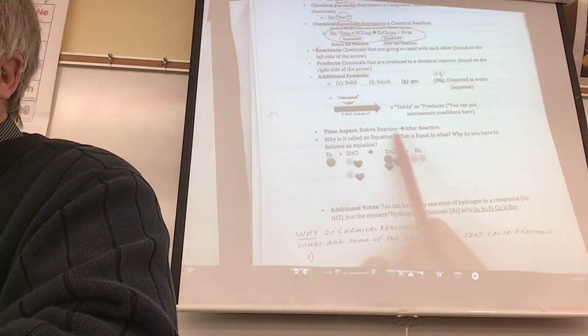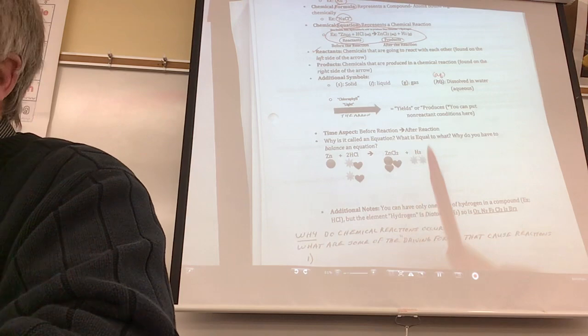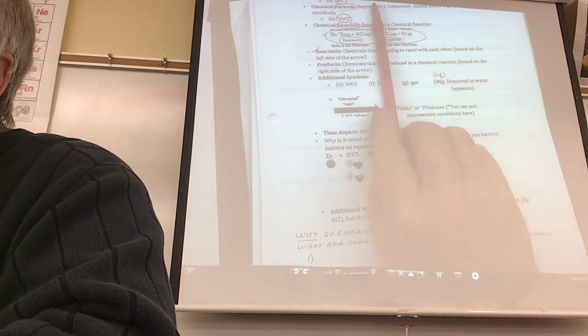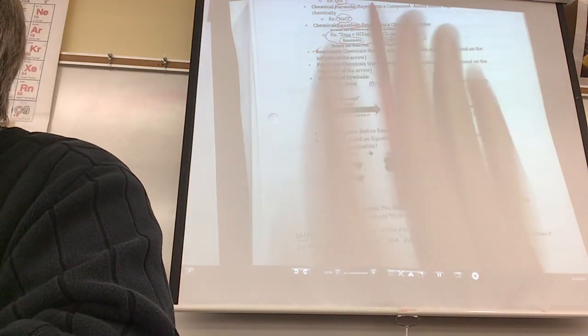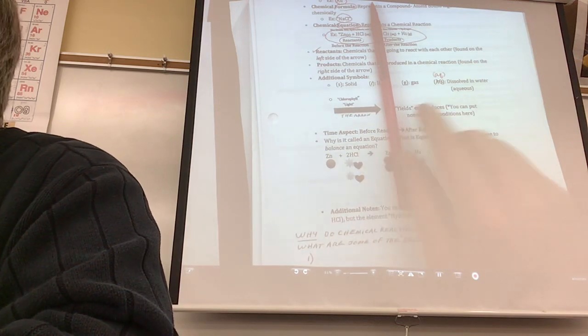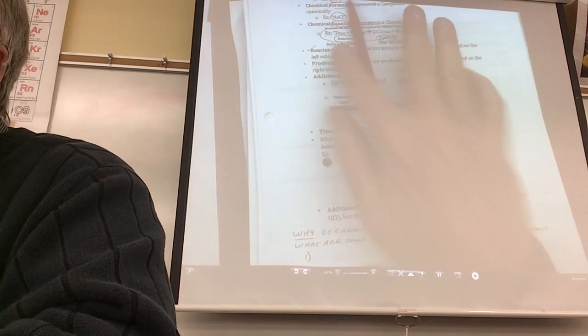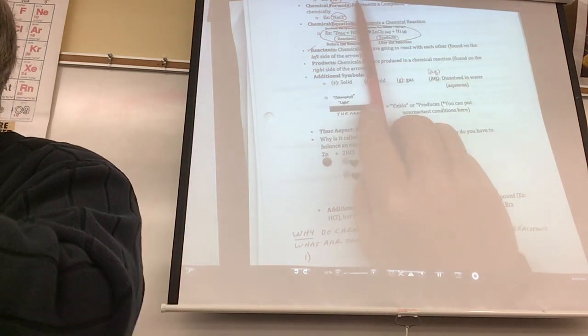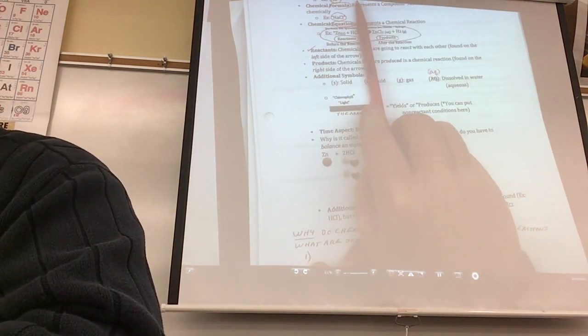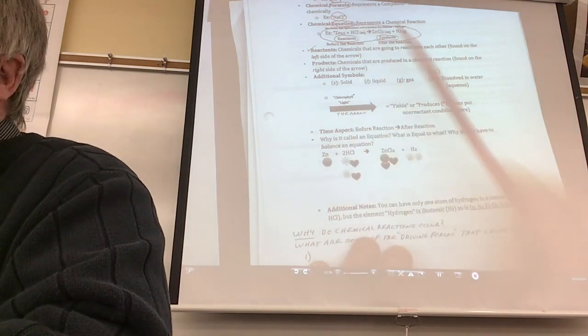Another thing I want to mention to you about the arrow is it's kind of like time. If I'm on this side of the arrow, nothing's happened yet. What about the other side of the arrow? See? Before the reaction took place, and what is this? What's after the arrow? Isn't that after the reaction took place? Yes? Okay, that's another thing about the arrow.